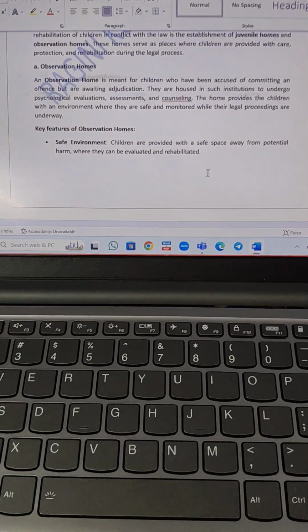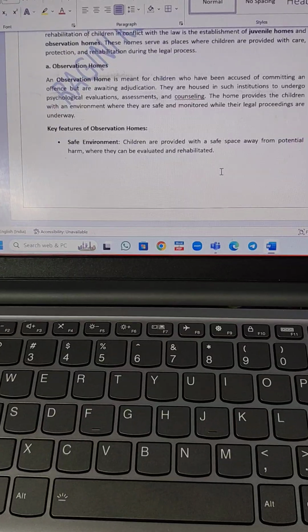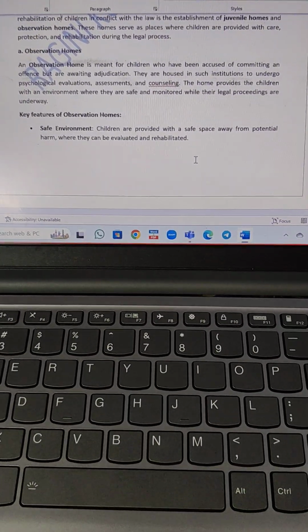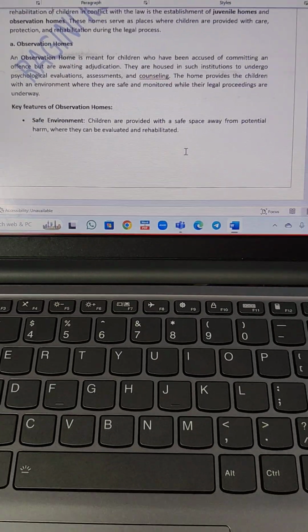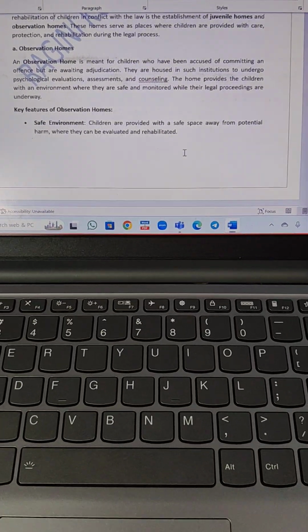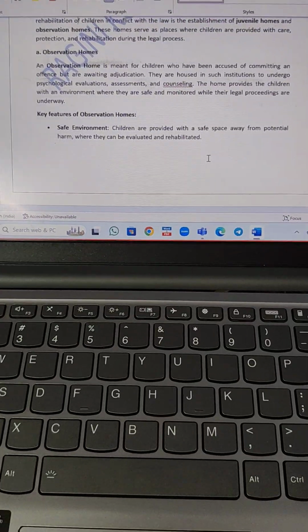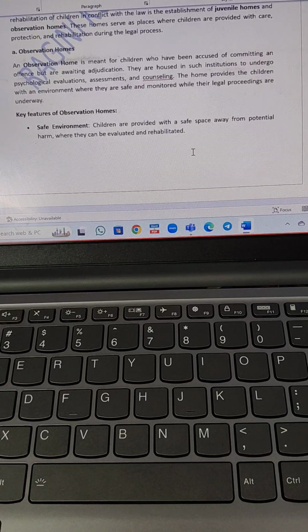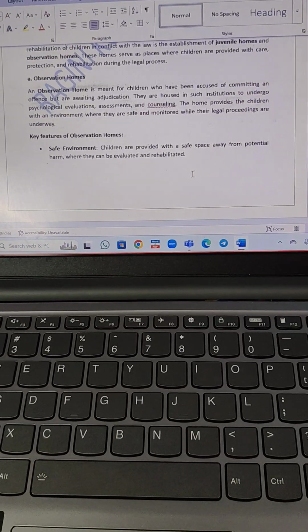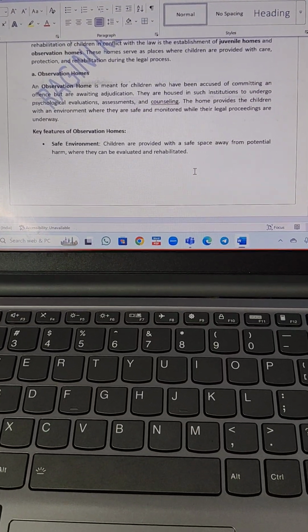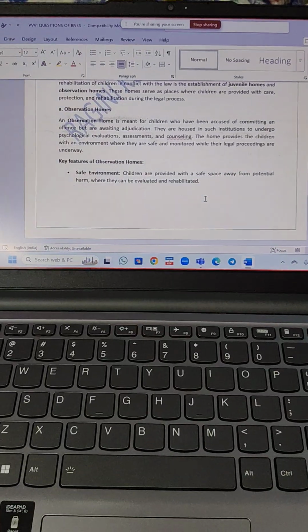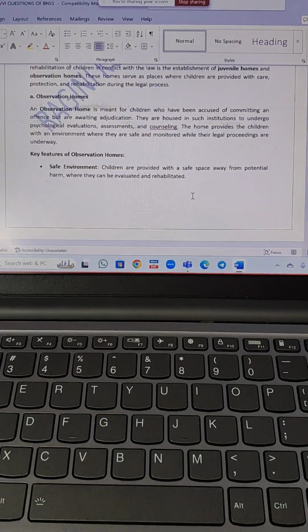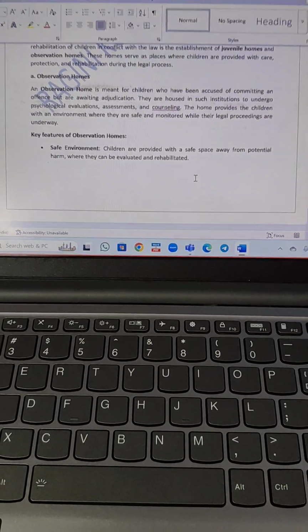An observation home is meant for the child, please underline, who has been accused of committing an offense but is awaiting adjudication. So the adjudication is still going on. They are housed in such institutions to undergo psychological evaluation, assessment and counseling.